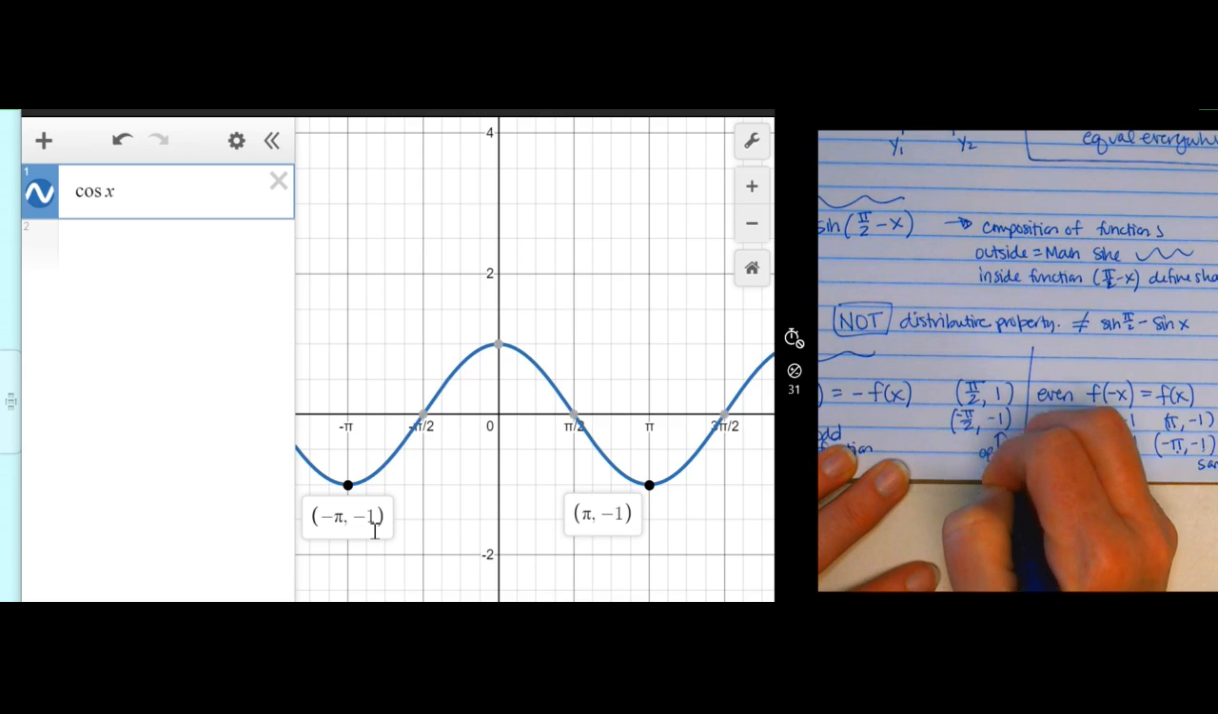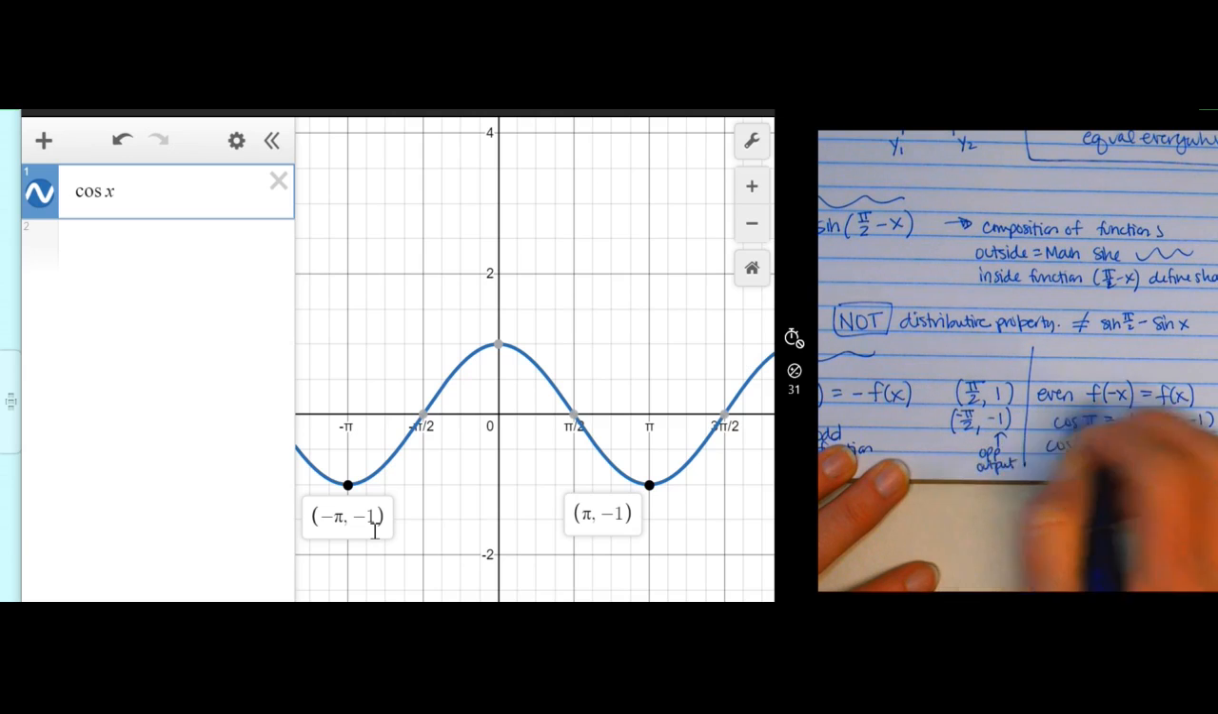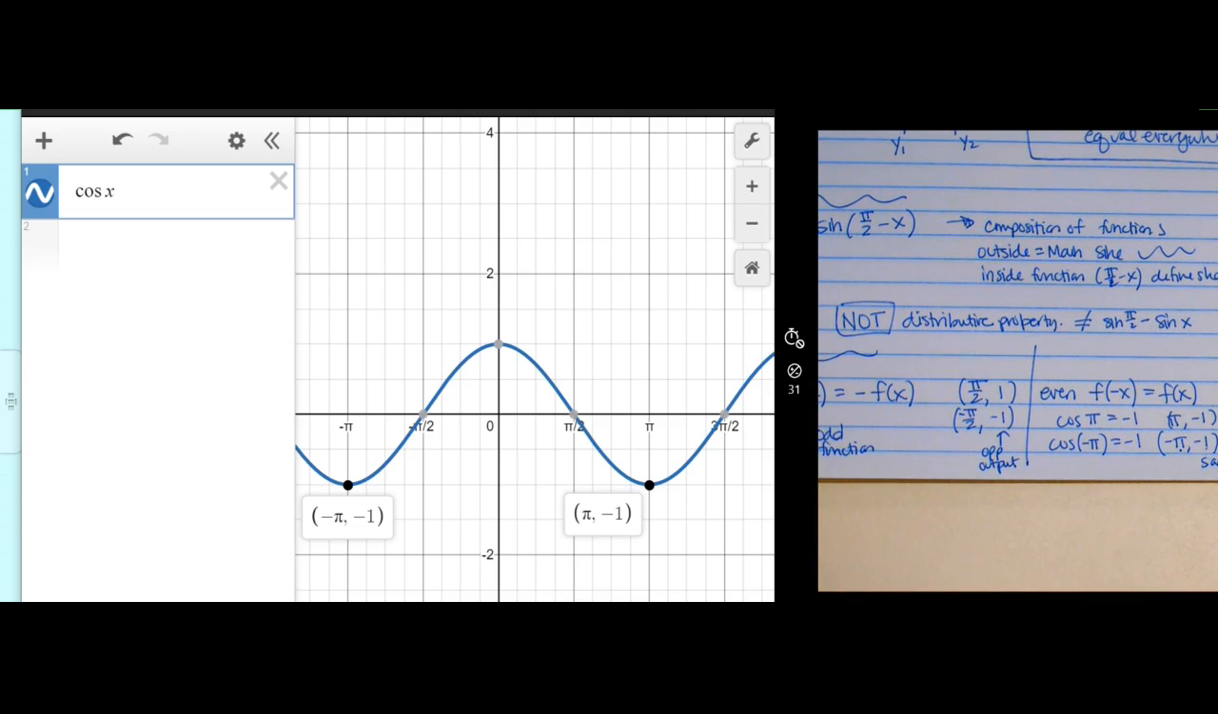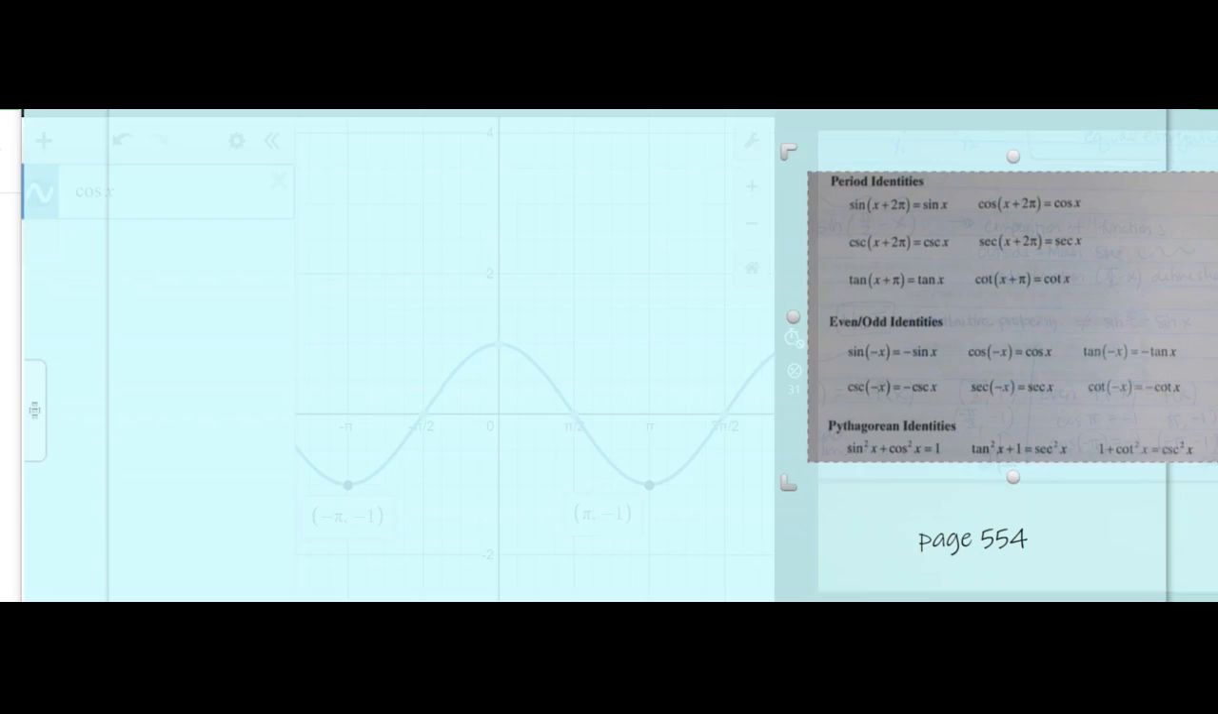Here you have opposite output. So even or odd functions. And those are identities. They're shown here, eventually, on page 554, even and odd identities. Sine, you get the opposite function, so it's odd. Cosecant is its reciprocal function, you get the same thing. So all of them are odd except for cosine and its reciprocal. So these two are even, the other four are odd.